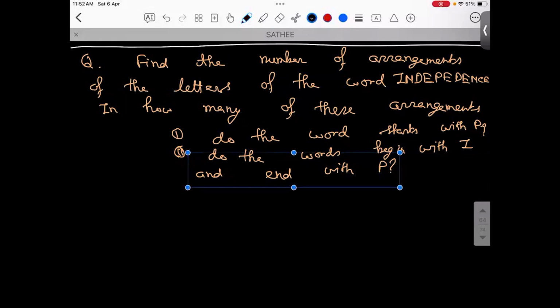So at first we need to find all possible arrangements of the word independence. So in that case, one should notice that in the word independence, INDEPEN. Sorry, I have not written the N word. It will be there.